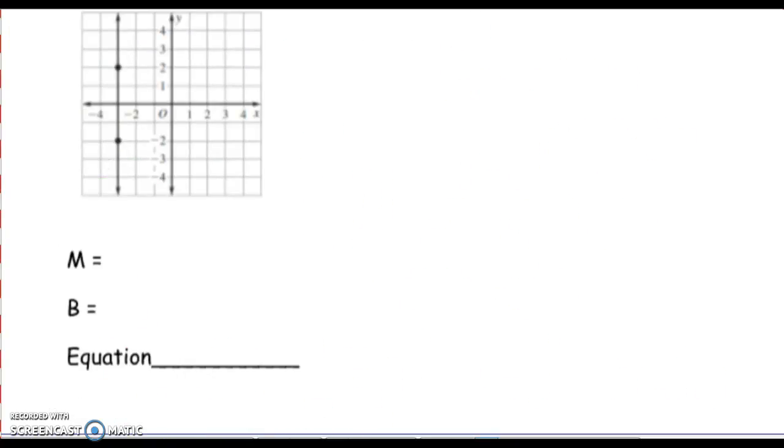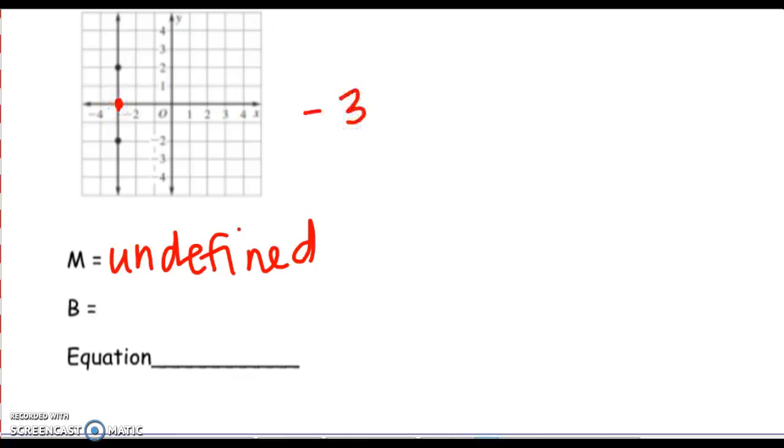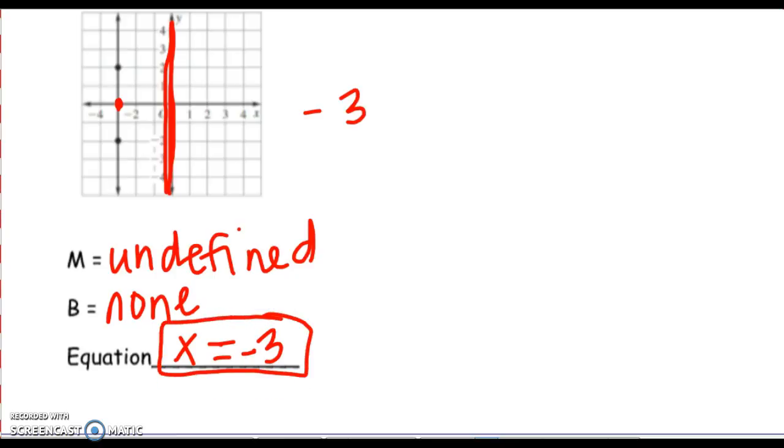Now this one, again, is going to be a little bit easier. When I look at my slope, a line straight up and down, that means that my m is undefined. There is no slope there. So I know that I'm going through at negative 3. There is not a point on this y-axis where we cross. So that means there is no b, so there is none there. So my equation becomes x equals negative 3, because I know that I do not cross the y-axis, but I do cross the x-axis on that one.